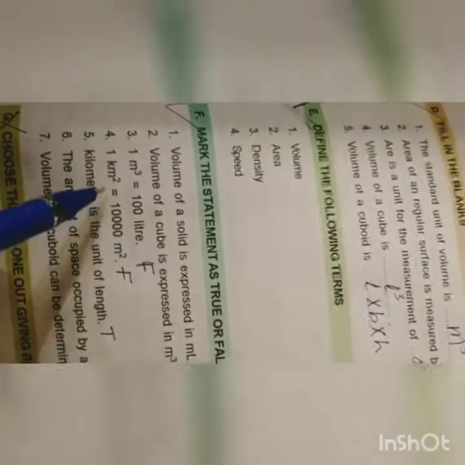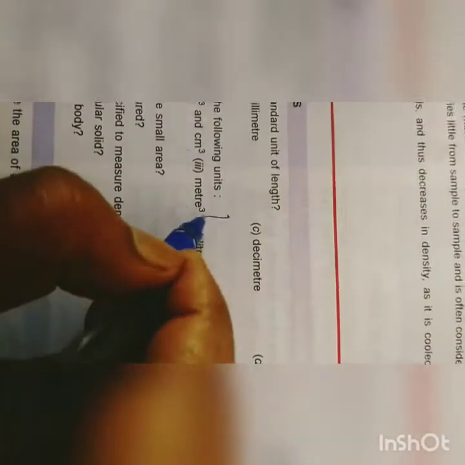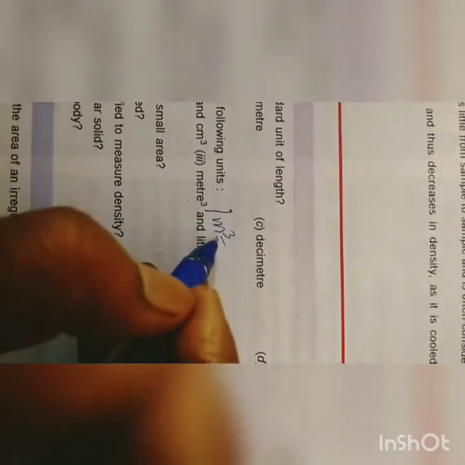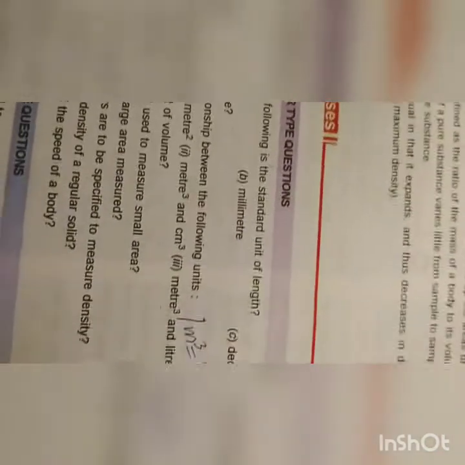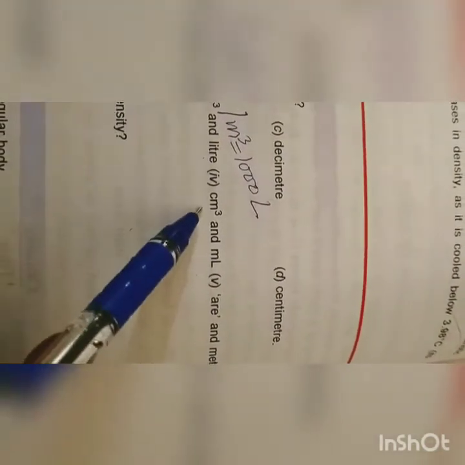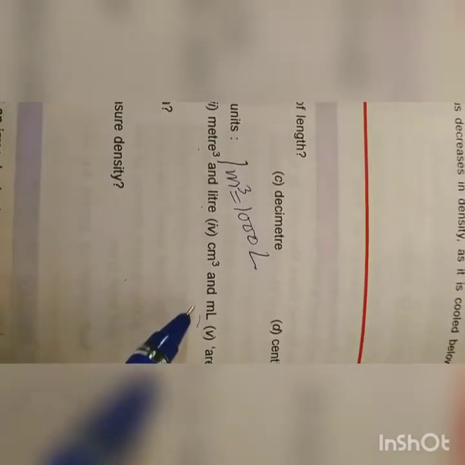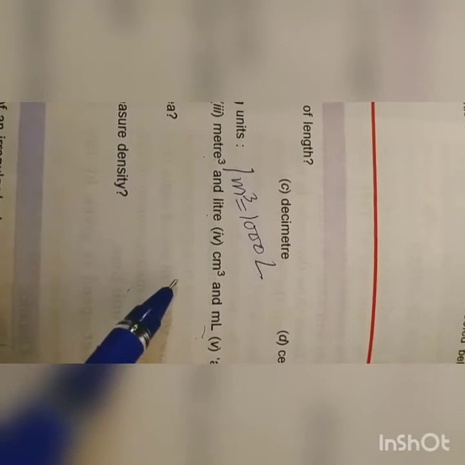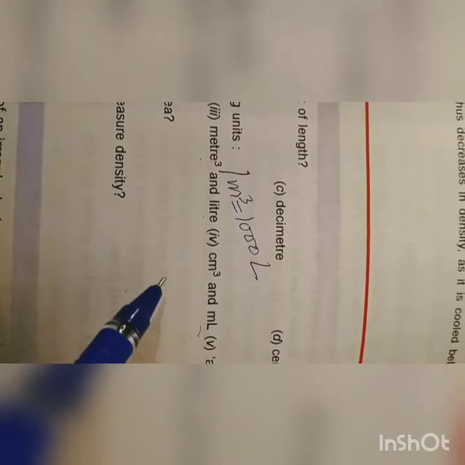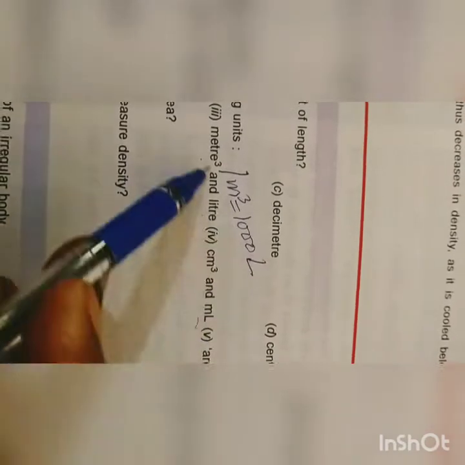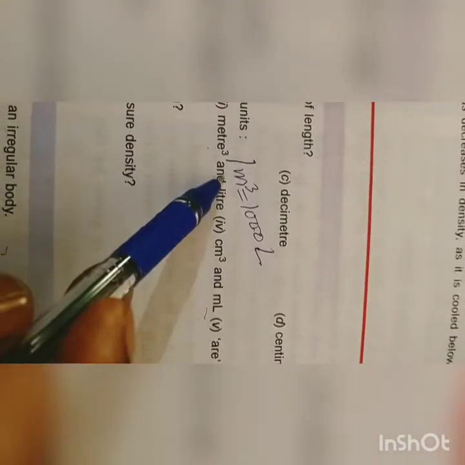Here it is. So 1 meter cube equals, I'll write it here, 1 meter cube equals 1000 liters. This is the relation. Now centimeter cube and ml. So 1 centimeter cube equals 1 ml. You can write. From here only you can get it. You can get the relation from here.